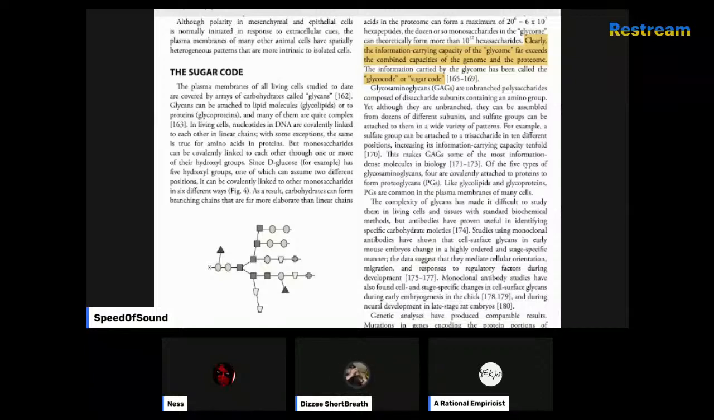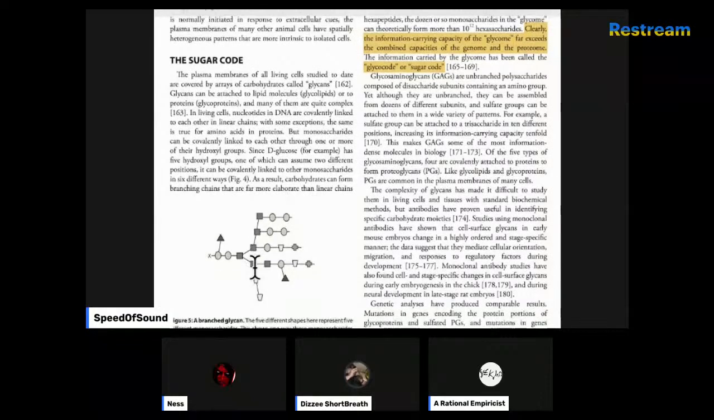Can you scroll down to reference 165 to 169? He's probably talking about Gabius or whatever. Let me see here if I can. If you can scroll down to the references to 165.